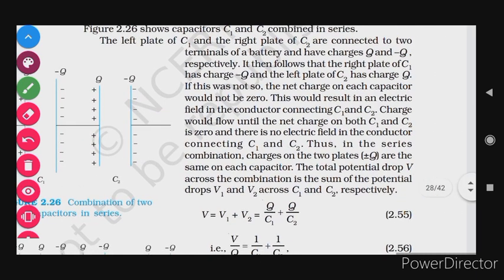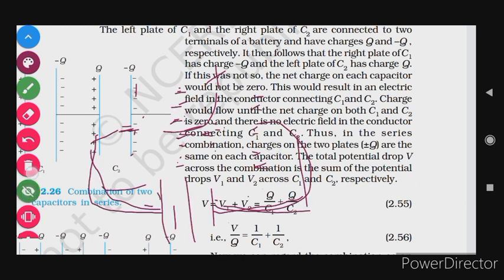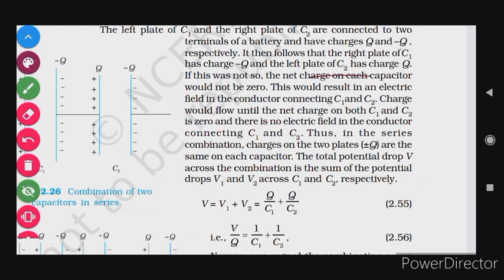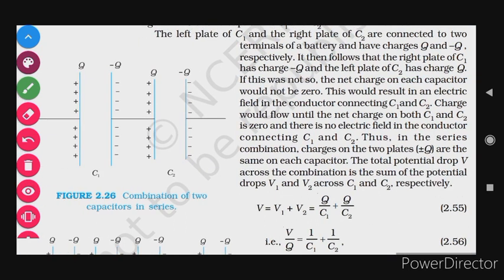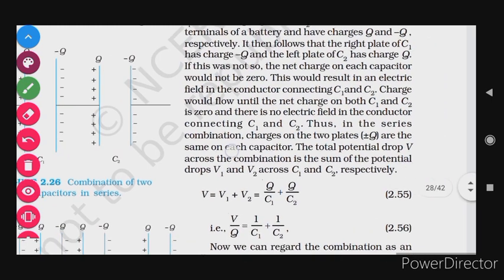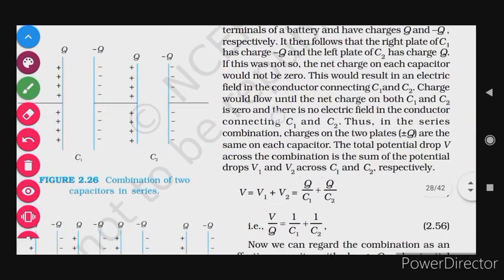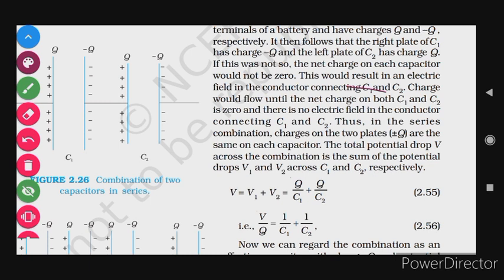Now we'll move further. If this was not so, the net charge on each capacitor would not be 0. And you know the net charge on a capacitor is 0, so it proves that. Because it has plus Q charge and minus Q charge, the whole capacitor has a charge 0. We know that the net charge on a capacitor is 0. Otherwise this would result in an electric field in the conductor connecting C1 and C2. Charges would flow until the net charge on both C1 and C2 is 0, and there is no electric field in the conductor connecting C1 and C2.